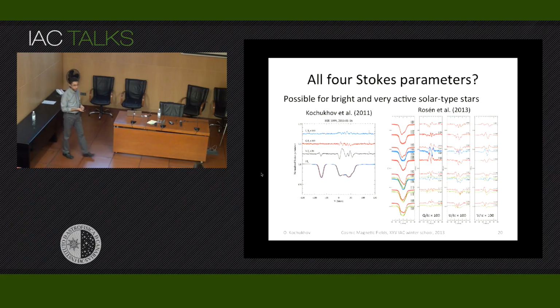we hope that this will lead to much better understanding of limitations of the inversions. So we are going to compare what happens if we get the maps from only V and from all four Stokes parameters. Well, not me, but Lisa is going to do.